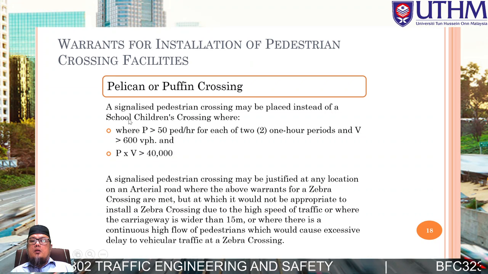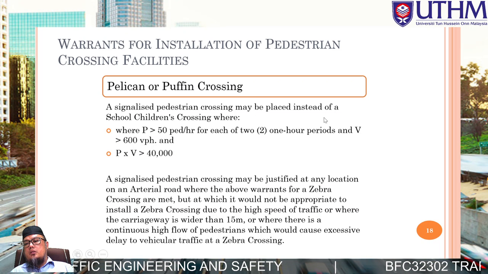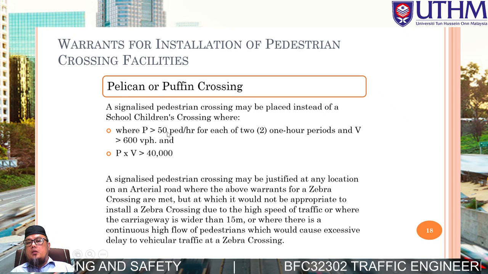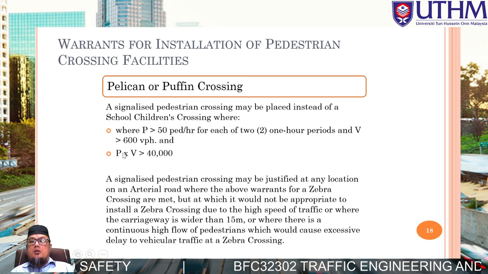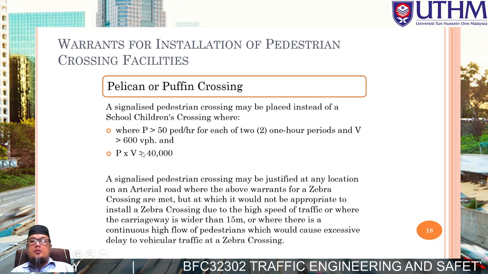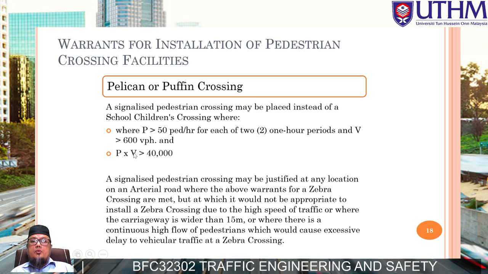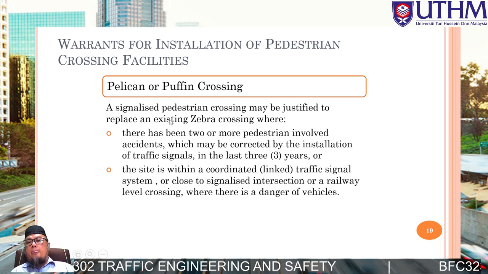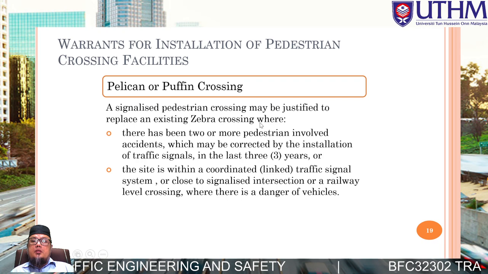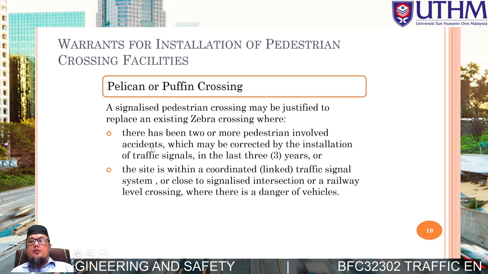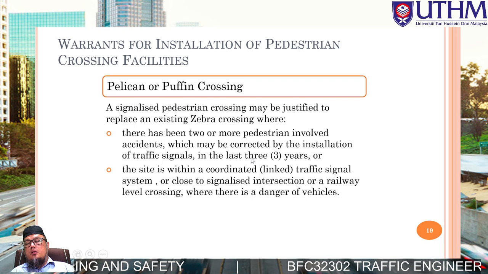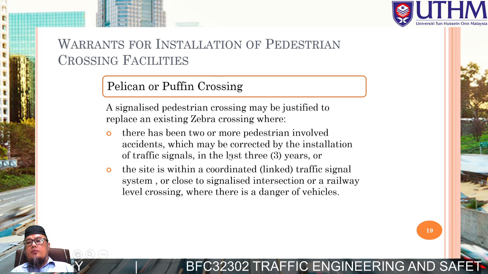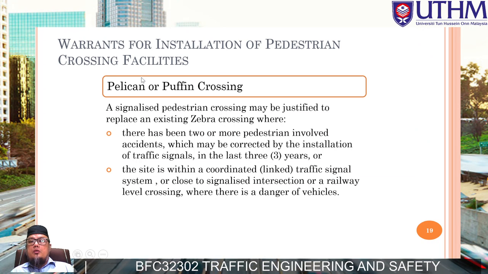Okay, and then the signalized crossing may be placed instead of the school crossing where the pedestrian number is over 50 pedestrians per hour for 2 hours and the flow is over 600. So we multiply the number of pedestrians and the vehicle flow, and the product is over 40,000. And then a signalized pedestrian crossing is justified to replace a zebra crossing where two or more pedestrians have been involved in accidents. So this is also a warrant if there are accidents involving pedestrians. So it is part of the indicator or the warrant that we should install this pedestrian crossing.